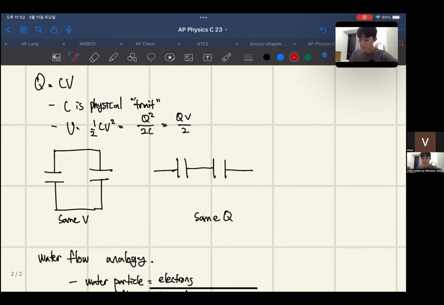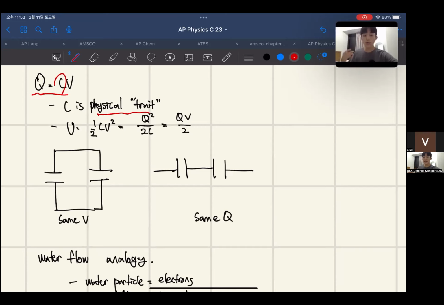That being said, let's go over to the next part of the circuit, which is capacitors. Now for capacitors, the most important formula will be Q equals CV. Q is basically the charge that is stored in the capacitor. C is a physical trait of the capacitor. And this word physical trait is very important, because depending on V, depending on I, depending on whatever characteristic of the circuit, C does not change.